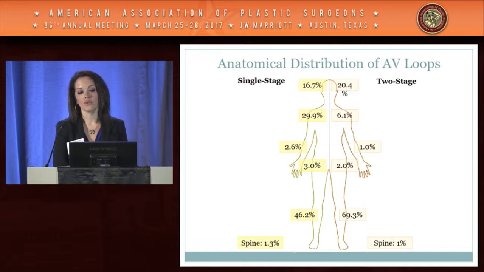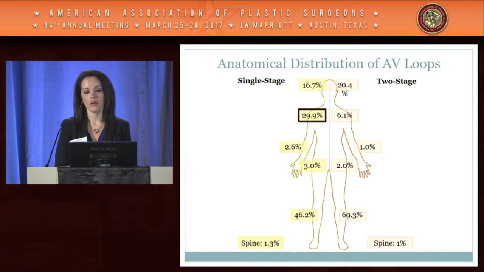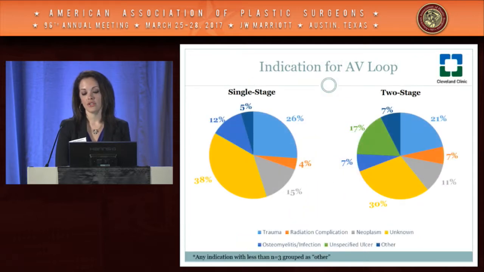Looking at the anatomical distribution of AV loops with our experience and the literature, the abdomen and trunk is commonly reconstructed using a single-stage approach, whereas the lower extremity is commonly reconstructed using a two-stage approach. The indications for loops: the single-stage and two-stage approaches are used with similar proportions for trauma, radiation complications, and neoplastic indications.